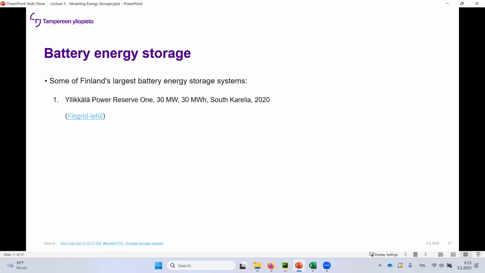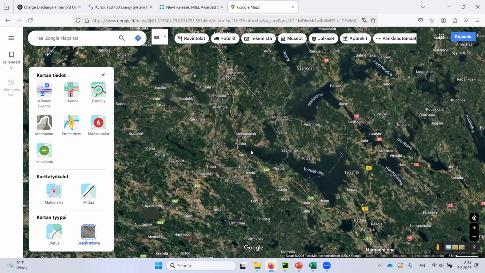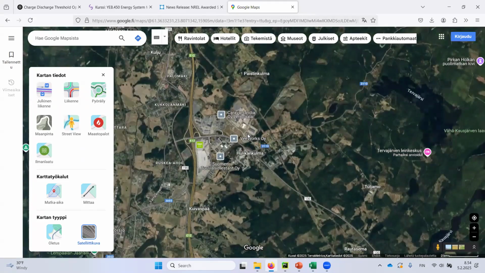Battery energy storages are taking off. They are being implemented everywhere. So in Finland, I took the example so you can see the scales of those systems. There's, for example, I think it's Ylikkälä, power reserve. So this 30 megawatts in 2020. Lempäälä actually built a battery energy storage last year. So you can see it rather easily from Google Maps. So there's Tampere and Lempäälä, and Hulikankulma is here.